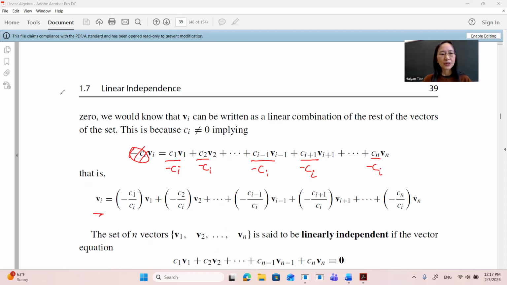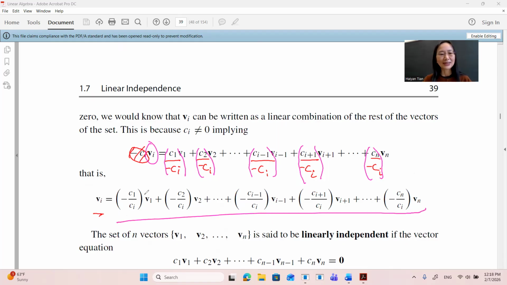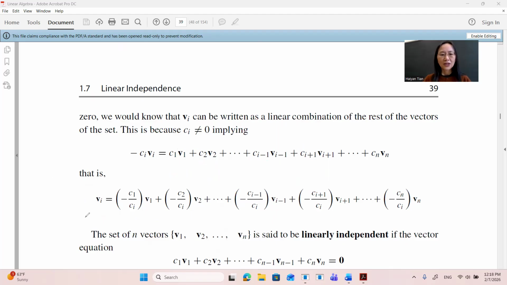Then what we notice is that those will become coefficients in front of the rest of the vectors. That shows the Vi will be representable by the other vectors of the set. So that's the representation for this Vi using other vectors of the set.